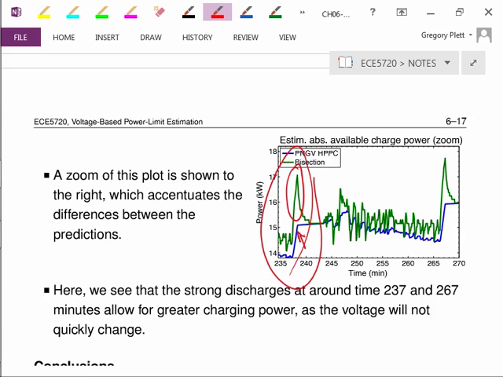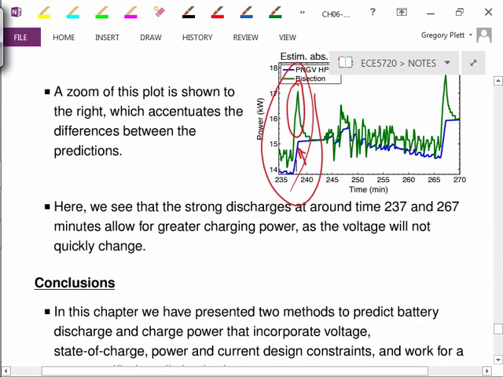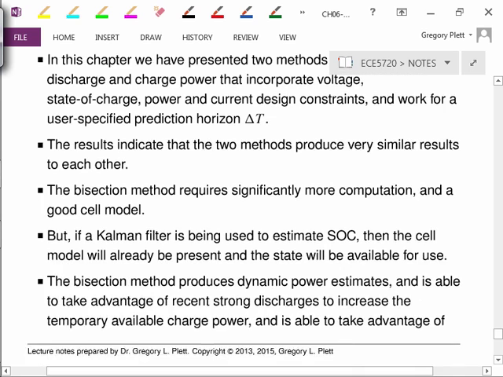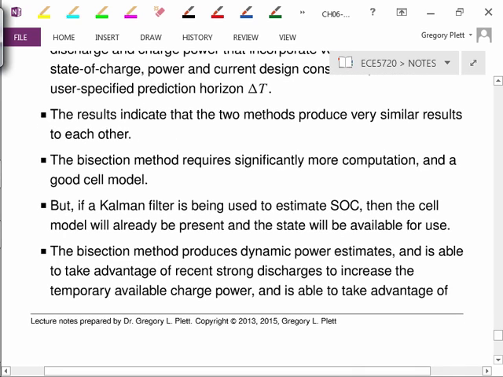In any case, we've looked at both methods and we've seen how they work. So we've looked at two methods to predict battery discharge and charge power, the HPPC method and the bisection method. Both incorporate voltage limits, state of charge limits, power limits, and current design constraints. Both work for some user-specified prediction horizon. The results that we saw indicate that the two methods produce actually quite similar predictions from each other.